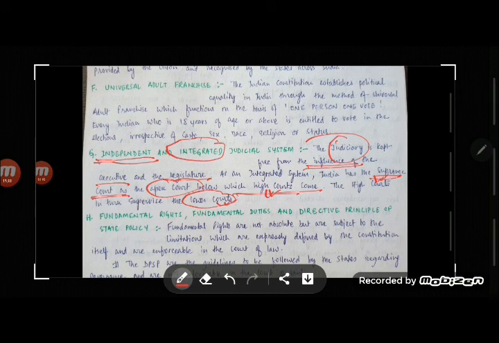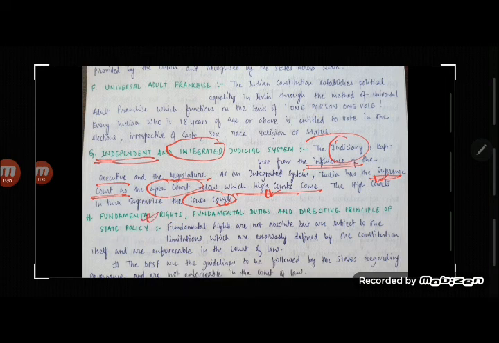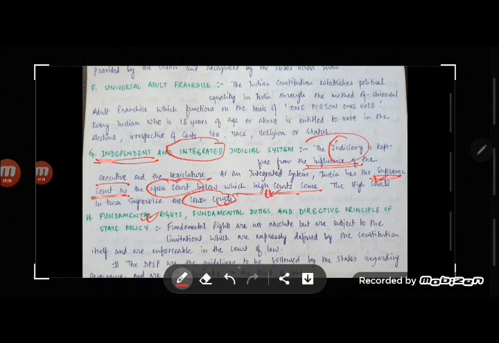Now, fundamental rights, fundamental duties and directive principles of state policy. As we have already discussed, fundamental rights are the basic thing to run the fundamental institutions of the constitution. Fundamental rights are not absolute but are subject to limitations which are expressly defined in the constitution itself and are enforceable in a court of law. So fundamental rights are not absolute, which means you are not given absolute power. They may be suspended in times of calamities or in any emergency situations.